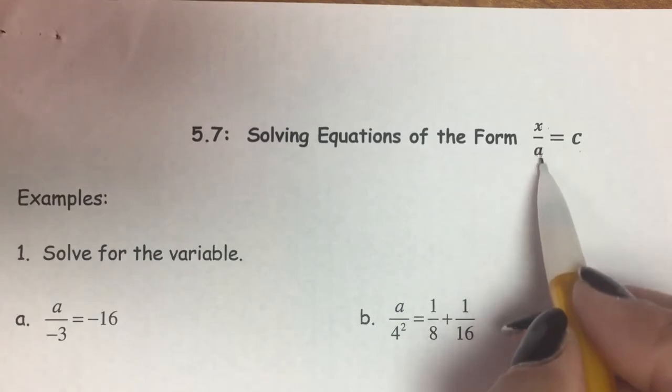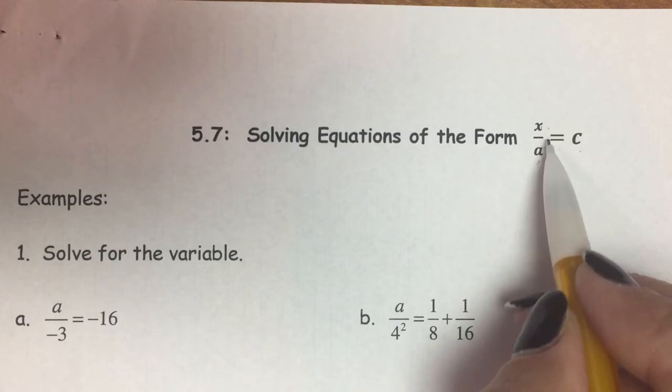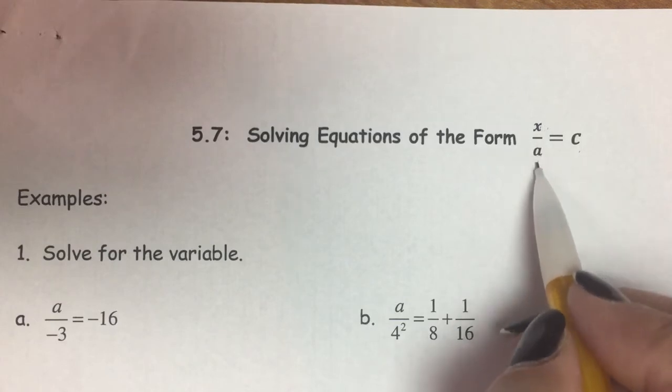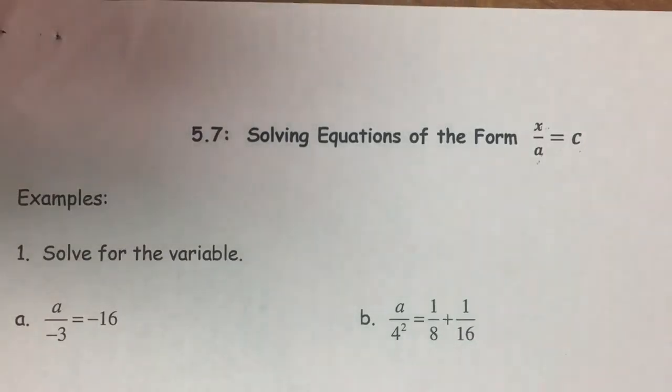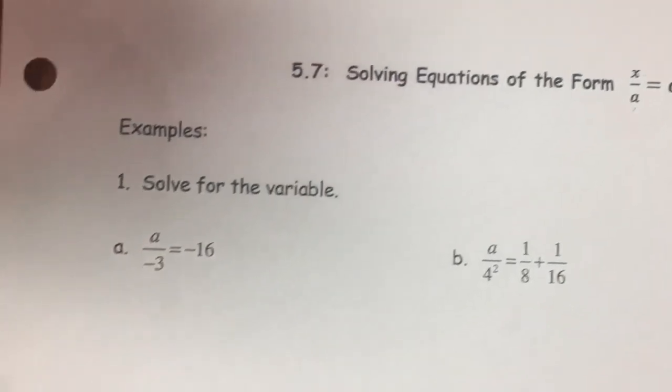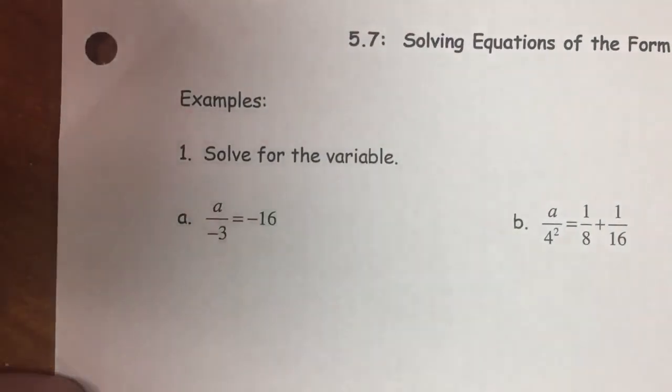If your x is being divided by a, how do you undo dividing by a? You multiply by a. So that is going to be our basic step with a little bit of a twist here. We're going to be multiplying both sides of the equal sign by the same number. Let's see that in action.